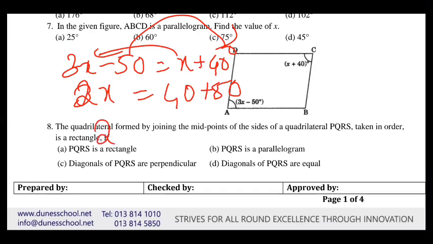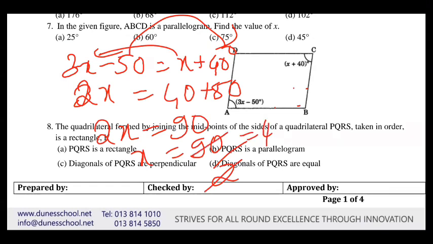2x is equal to 40 plus 50. What is 40 plus 50? 60, 70, 80, 90. 2x is equal to 90. X is equal to 90 over 2. What is 90 over 2? 2 1 times, 2 4 times. What is the answer? 45 degree. What was confusing in this, beta?